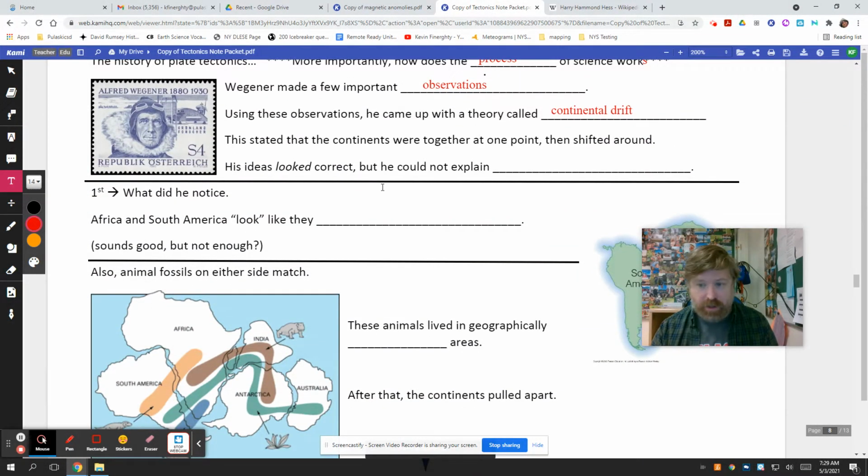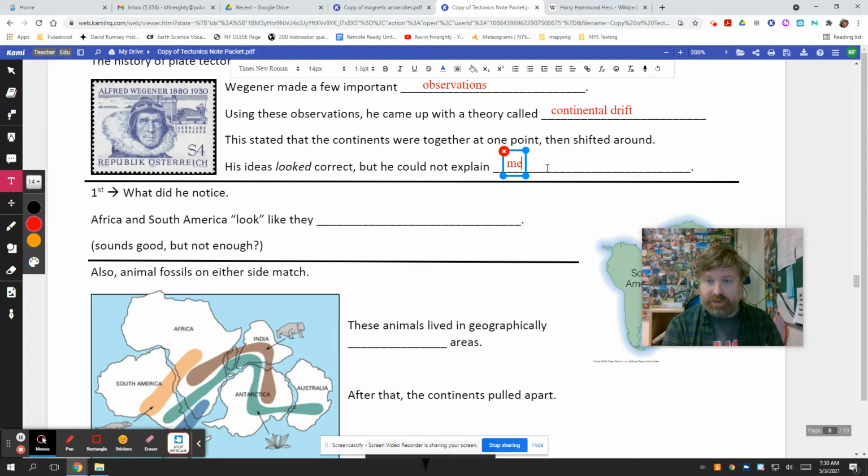So he had a bunch of great ideas, a bunch of great observations, was getting closer to unwrapping how this whole thing works. And it looked correct, but he could not explain the mechanism for moving continents. Hold on. How was it, Mr. Wegener, that a whole entire South America is just going to go moving along the ocean floor? Can you explain that to me? Wegener couldn't, and therefore the theory never really was accepted.